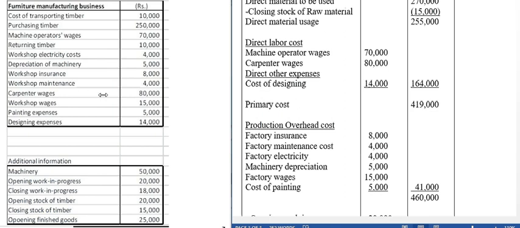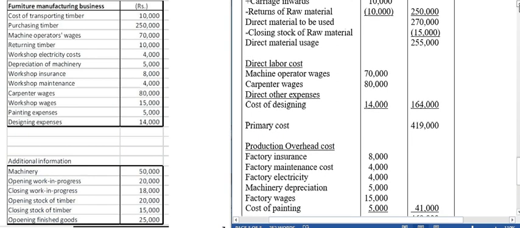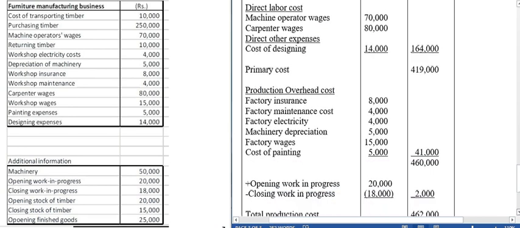Next one, carpenter wages. I told you during the previous session that carpenter wages come under direct labor cost. So carpenter wages comes under direct labor cost. It should be 80,000. Next one, workshop wages. Here workshop means factory. Workshop wages also comes under production overhead cost. That means it comes under indirect labor. If it is indirect labor, it comes under production overhead cost.